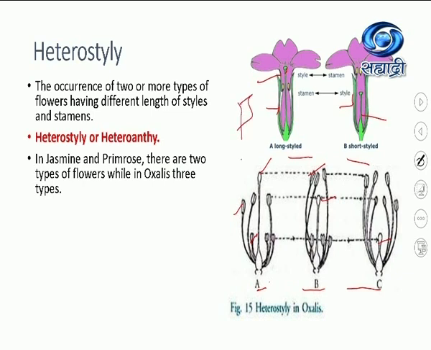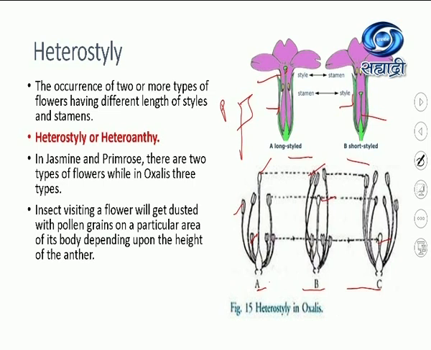So you can say this is the example of jasmine or this is the example of primrose, where there are two types of flowers. In oxalis, there are three types of flowers. An insect visiting a flower will get dusted with the pollen grains on a particular area of its body, depending upon the height of the anther, how deep it is going. It will depend how deep it is going, and then only it will be able to bring about the pollination. So here also it prefers cross pollination. It is also an outbreeding device.